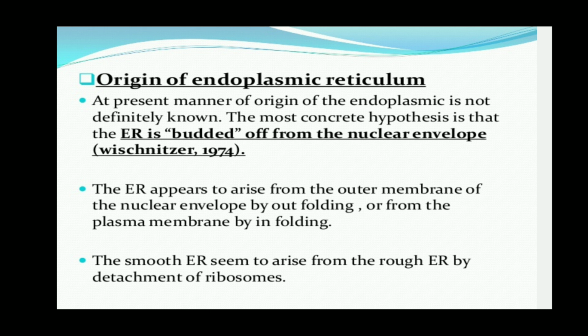This endoplasmic reticulum appears to arise from the outer membrane of the nuclear envelope by outfolding, or from the plasma membrane by infolding. Either it is formed from the outer membrane of the nucleus or from the plasma membrane of the cell. So either the plasma membrane shows infolding to form the endoplasmic reticulum, or the outer membrane of the nuclear membrane shows outfolding to form it. The smooth endoplasmic reticulum seems to arise from the rough endoplasmic reticulum by detachment of ribosomes.